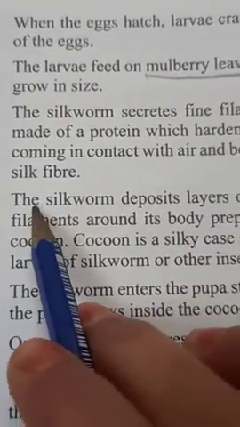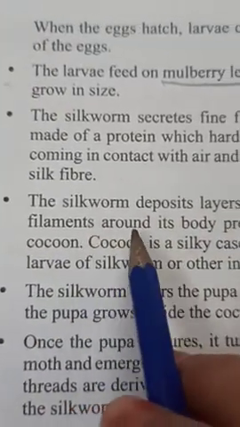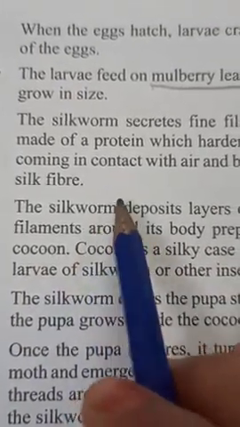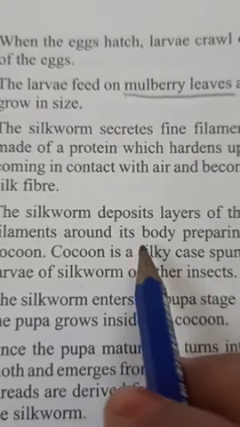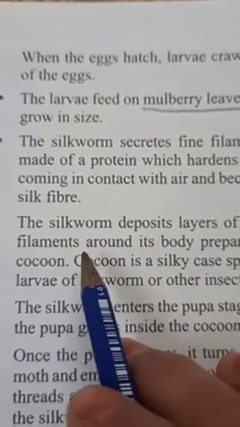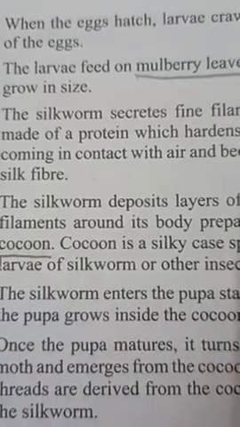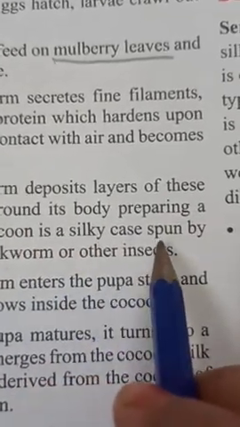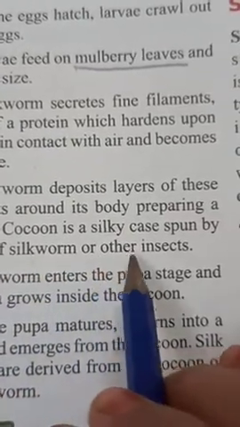OK, so after that the silkworm deposits layers of these filaments around its body, preparing a cocoon. When it wraps all these filaments again and again around its body and makes a proper layer of these filaments, then we call it a cocoon. So at this stage it is called a cocoon. A cocoon is a silky case spun by the larvae of silkworm or other insects.